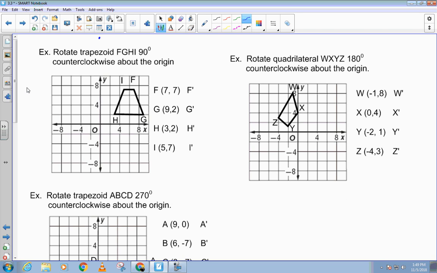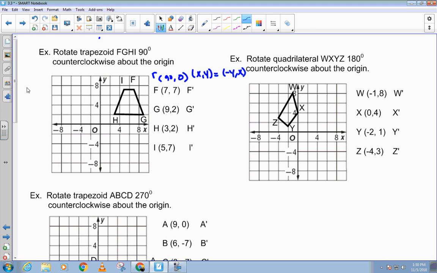Rotate the trapezoid FGHI 90 degrees counterclockwise about the origin. In your homework today, I want you to at least write the correct notation for the rotation. So remember, it's a lowercase r, and then you have a subscript, and it's 90 degrees counterclockwise, so 90 comma about the origin. Minimally I want you to write that. For us, we're going to write the rule too, just for right now. And what's the rule for 90 degrees counterclockwise? Negative y, x.